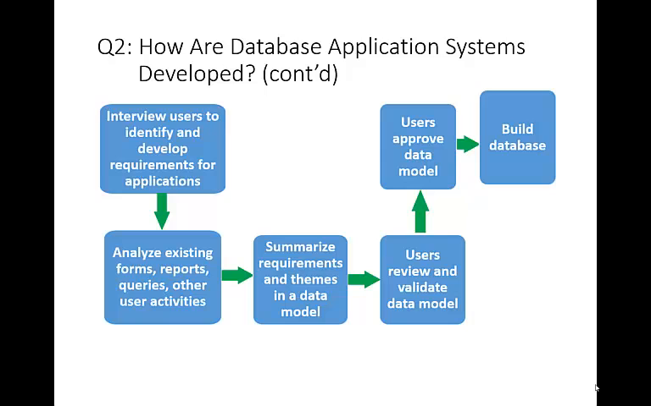So then you summarize all these requirements and start looking for themes that are going to become your data model. Now, what kind of things? These are major types of transactions, things that the user must work with.